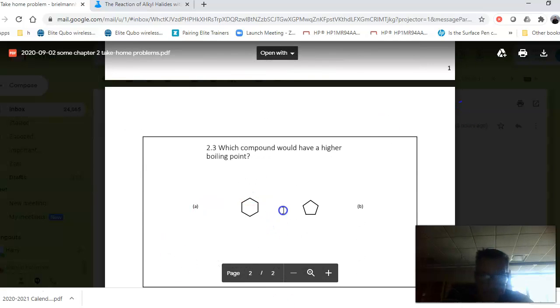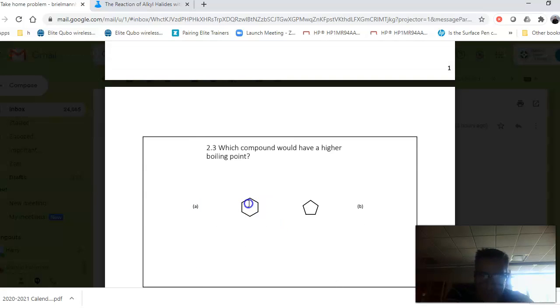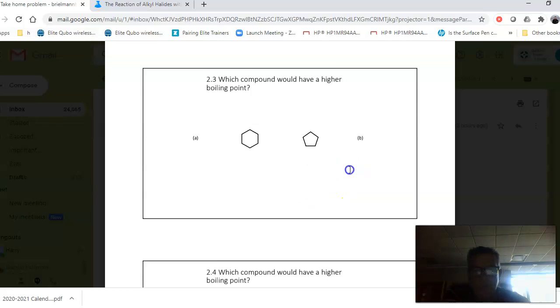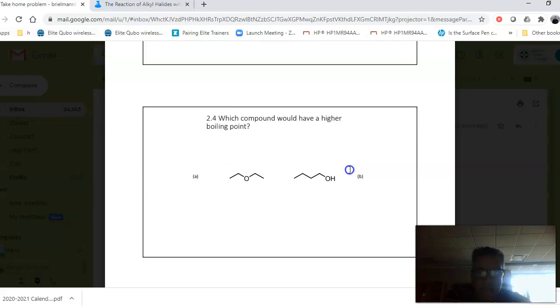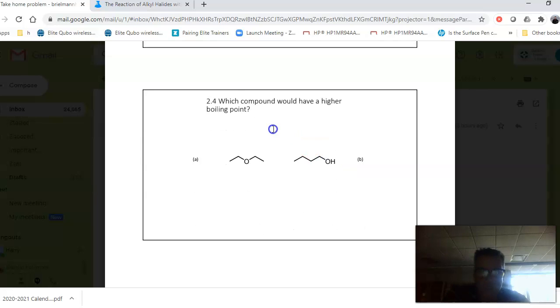Here you have very similar molecules, just hydrocarbons, cyclohexane and cyclopentane. However, this one would have fewer intermolecular forces per molecule, right? This is C6H12, this is C5H10. So you have more intermolecular forces that must be broken to turn this from a liquid into a gas. Therefore, cyclohexane would have the higher boiling point, more intermolecular forces per molecule of the same variety. LDF, London dispersion forces.